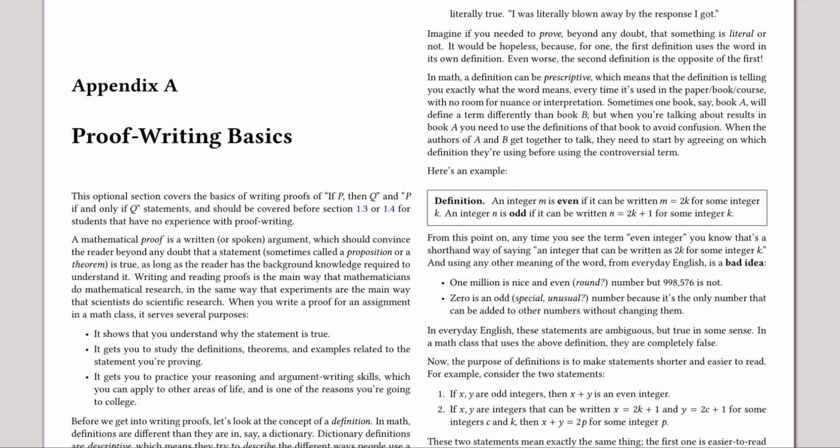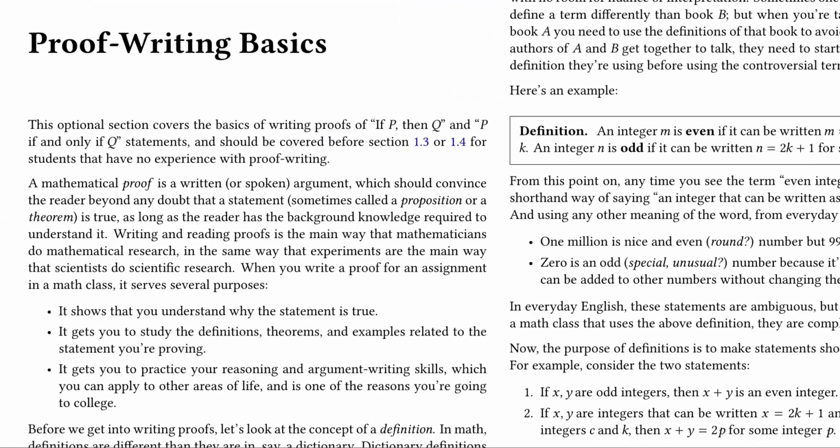So, what is a proof? A mathematical proof is a written or spoken argument which should convince the reader beyond any doubt that a statement, sometimes called a proposition or a theorem, is true, as long as the reader has the background knowledge required to understand it. So, math is kind of special because we really mean this any doubt thing.